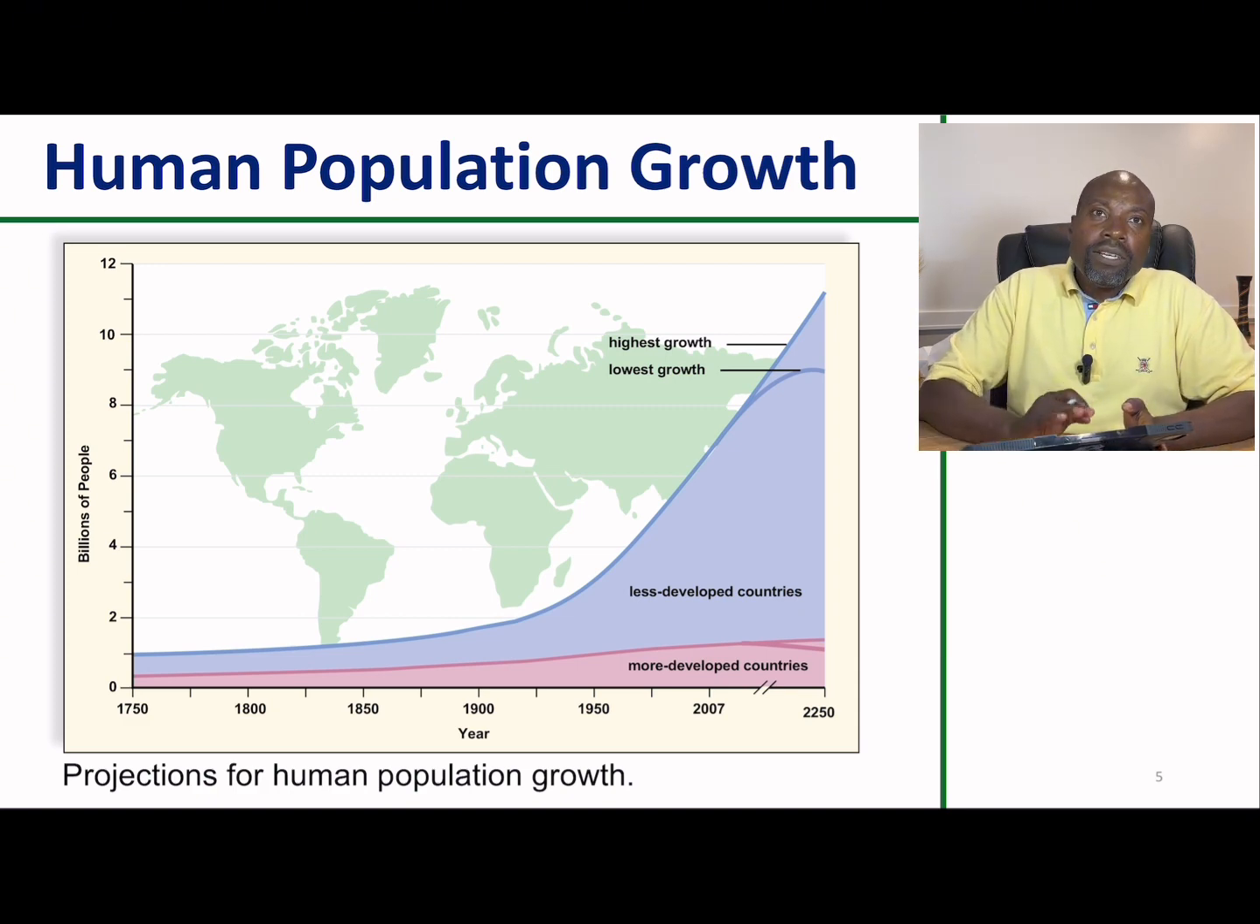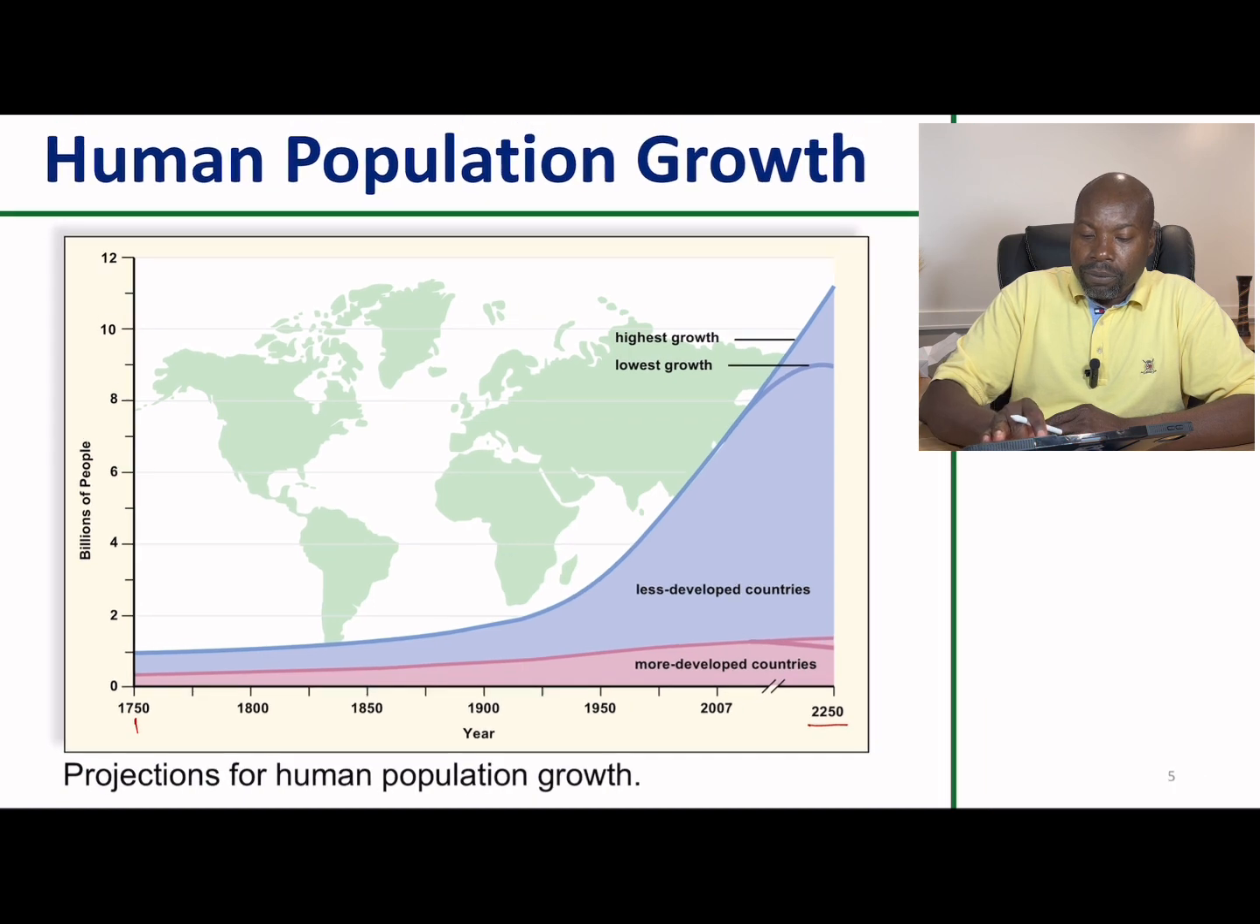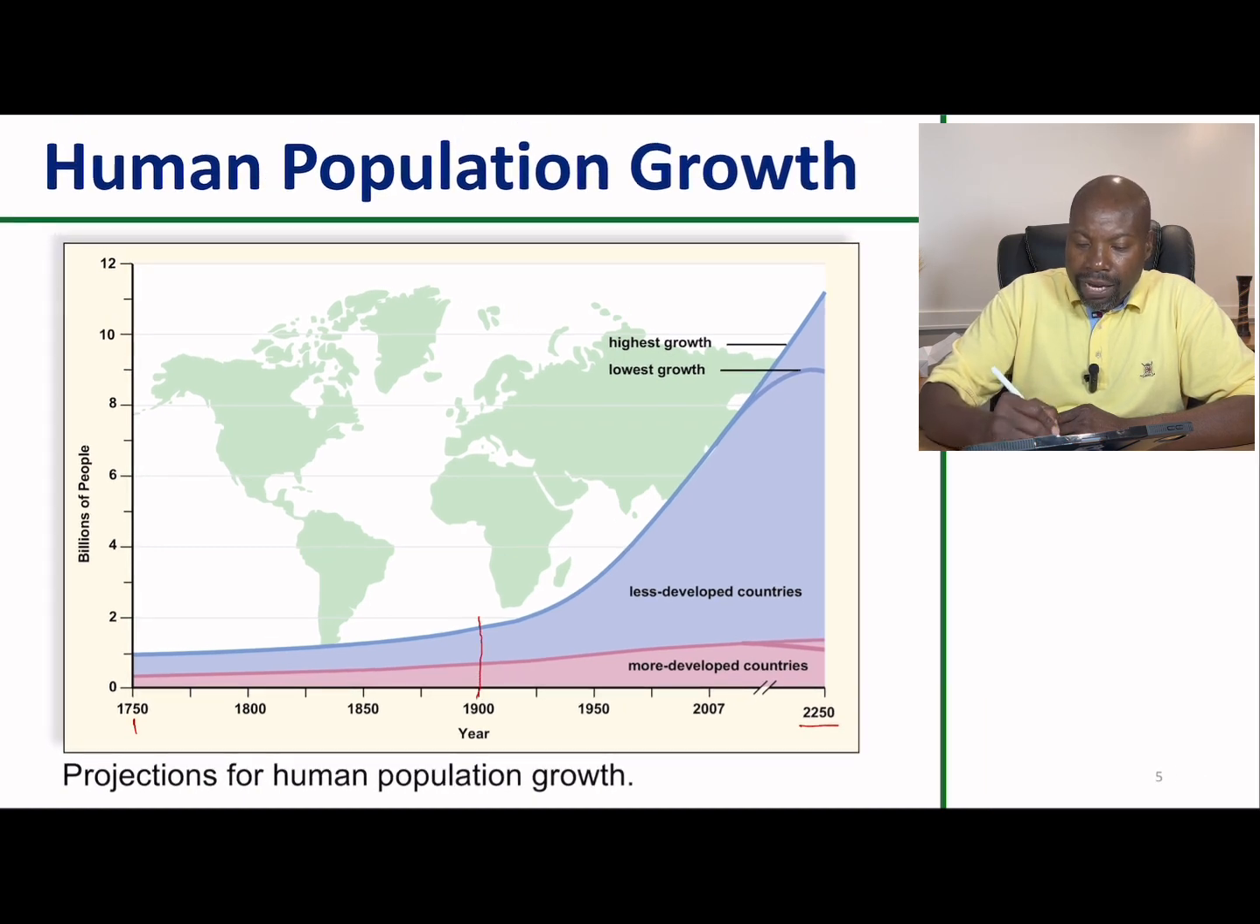All right. So on this slide, we are showing the growth of the human population over time. So from 1750 to about 2250, we are estimating the growth of the human population. Now, we see that the human population in more developed countries and less developed countries, the growth was relatively flat for a long time. Well, not flat. Growth was happening, but growth was not happening at an exponential level. So if you look at the 1900 right here, you see that there is a growth, but it is a modest growth, right?